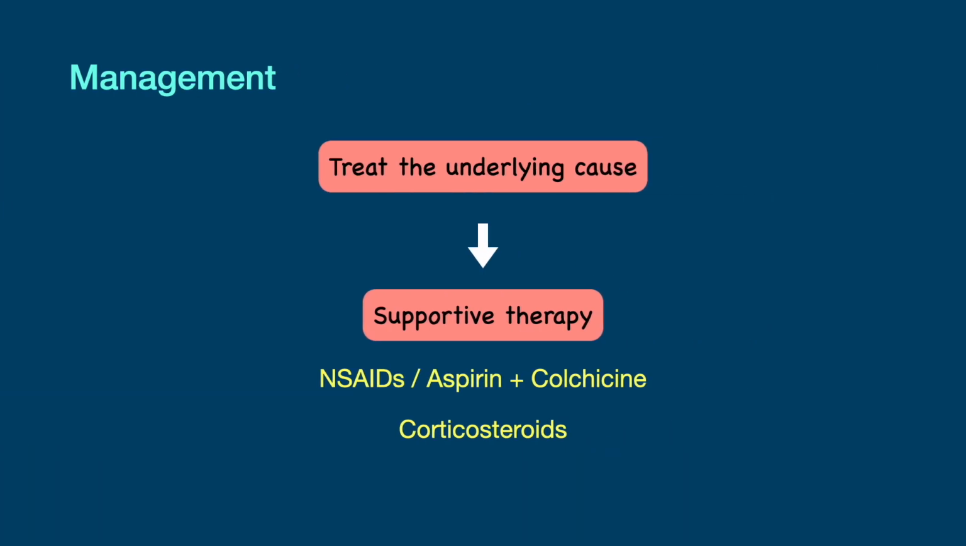When it comes to management, begin with treating the underlying cause. A combination of NSAIDs and colchicine is now generally used for first line for patients with acute idiopathic or viral pericarditis.